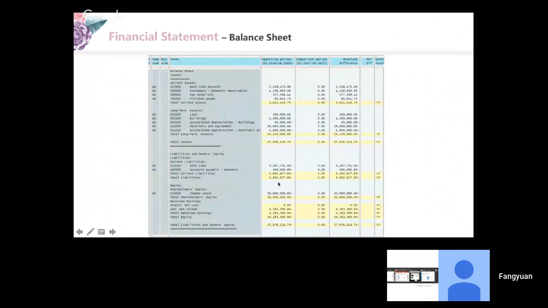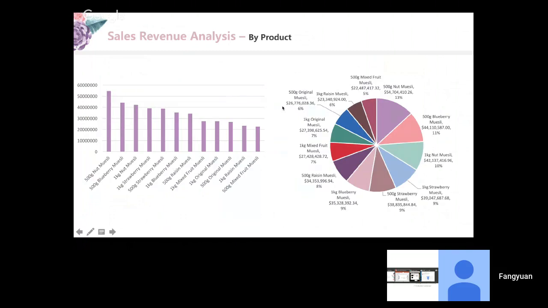In terms of the balance sheet, we can see we have invested a large amount in long-term assets, since we have a long-term plan. Based on the sales data, we rank the products from the largest value to the least value. We can see the best seller is 500-gram nuts muesli. It reached more than 50 million in sales and accounts for 13% of total sales.